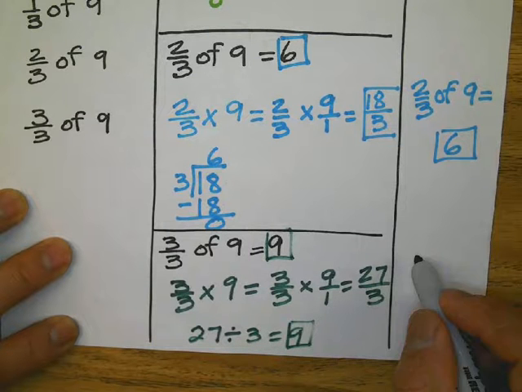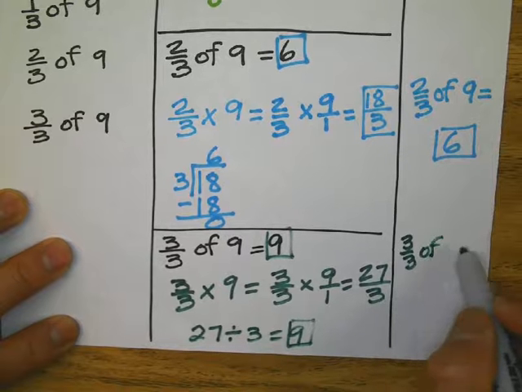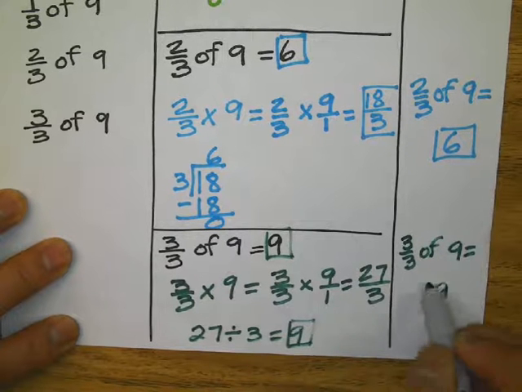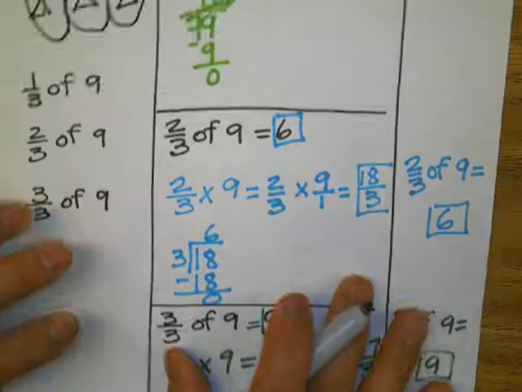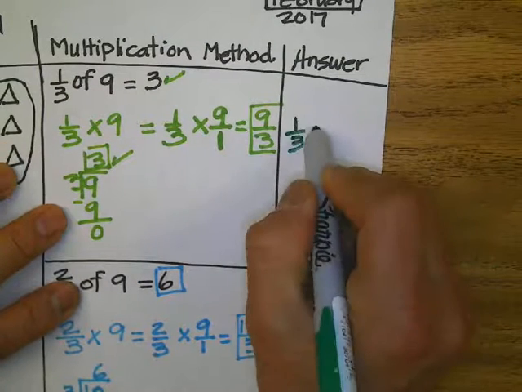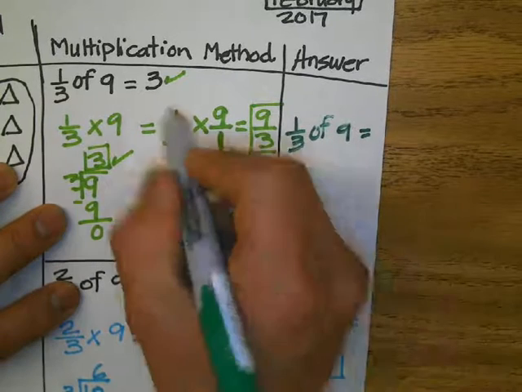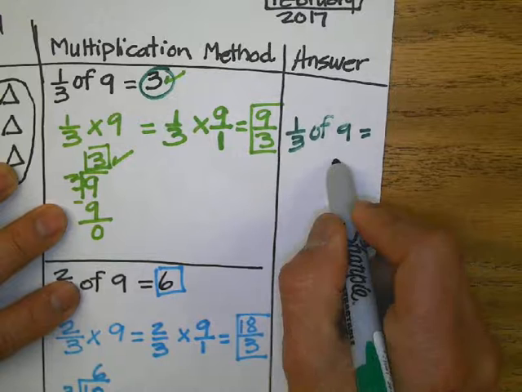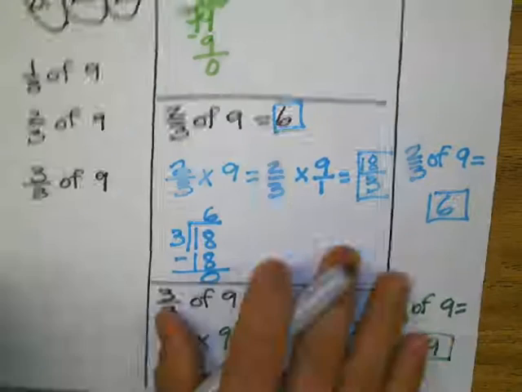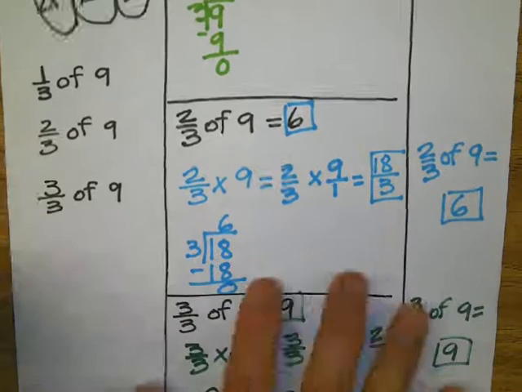So 3/3 of 9 equals 9. And let's write it up here because we forgot to do this one. We know that 1/3 of 9 equals 3.